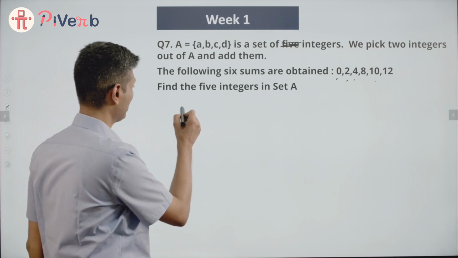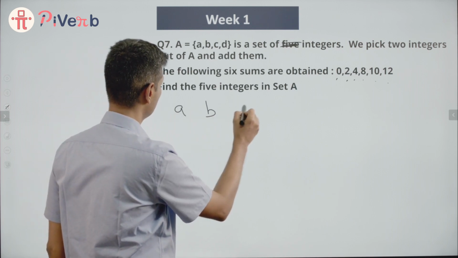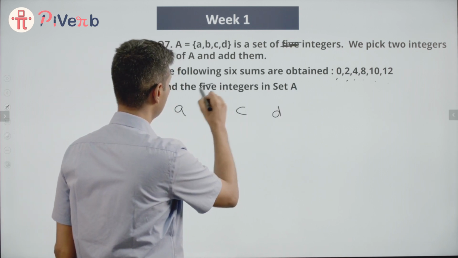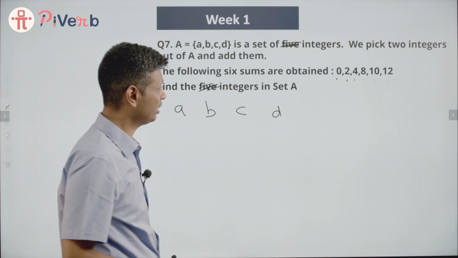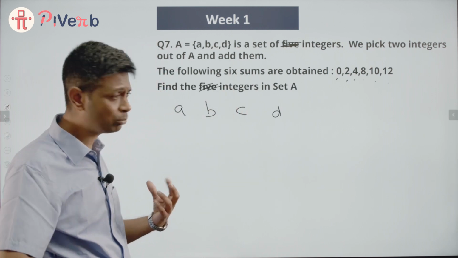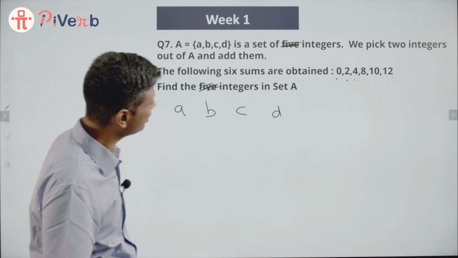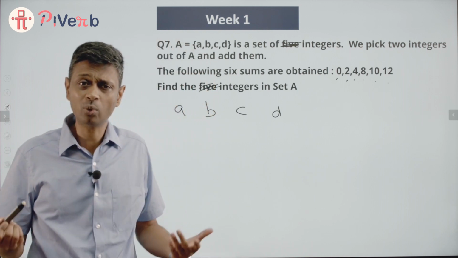So what am I taking? I am taking A, B, C, D. Find the 4 integers in set A, B, C, D. I am adding up some 2 of them, and there are 6 different sums possible. How is it possible? I don't even understand how 6 are coming.